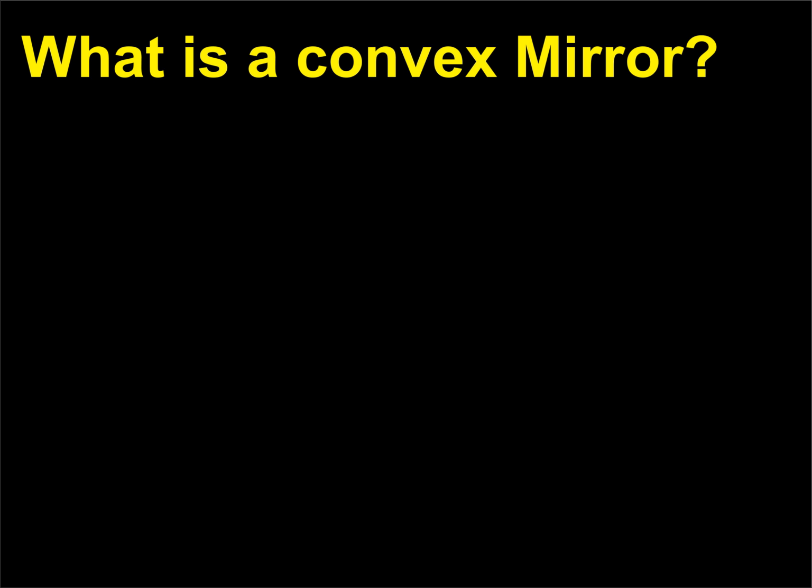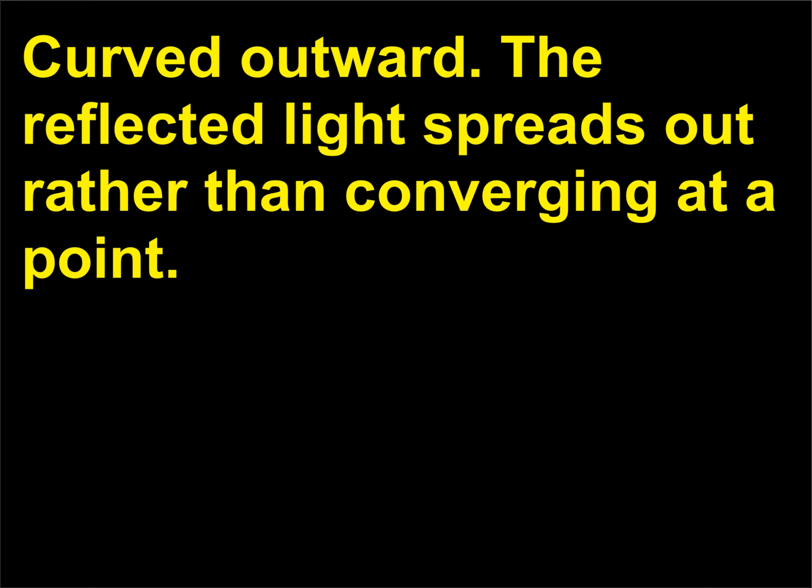What is a convex mirror? Curved outward. The reflected light spreads out rather than converging at a point.